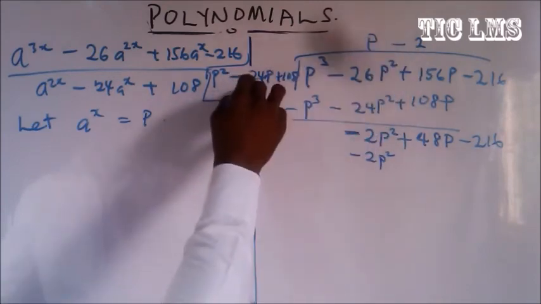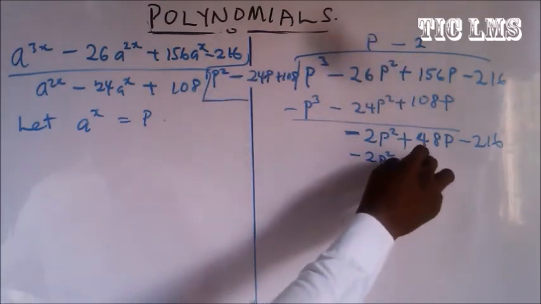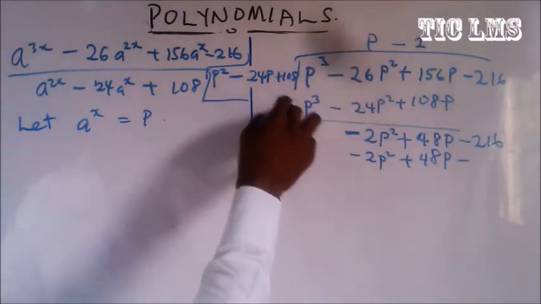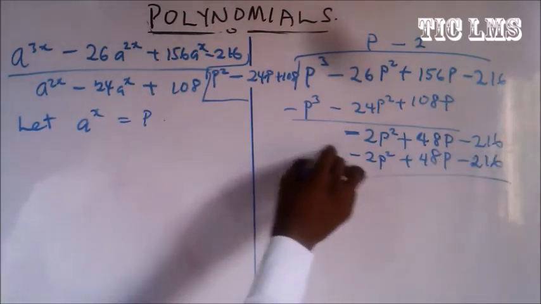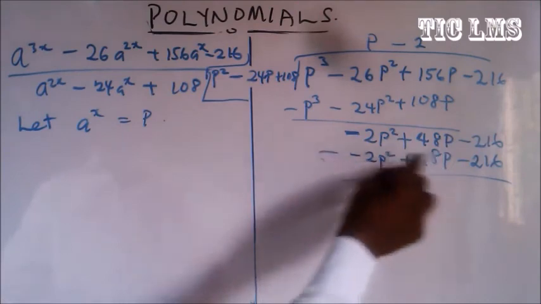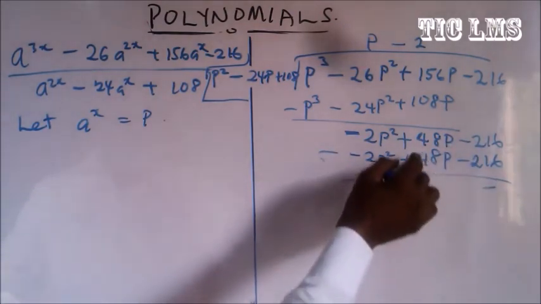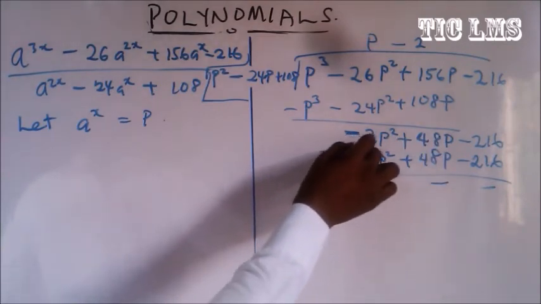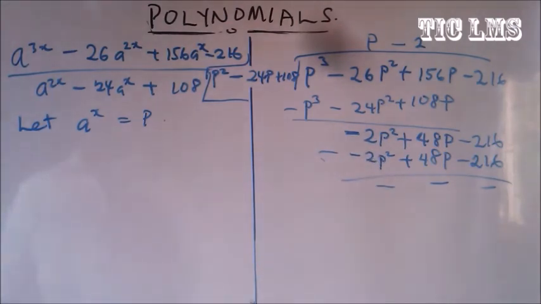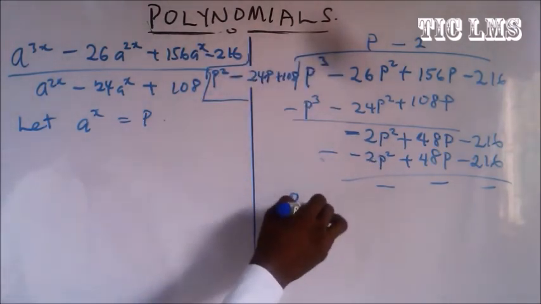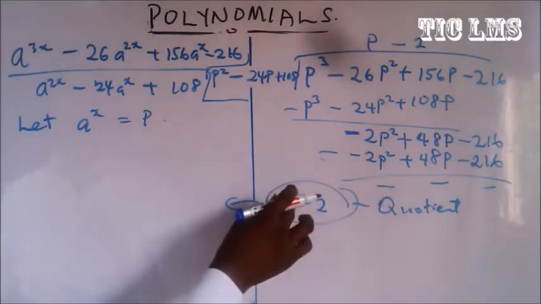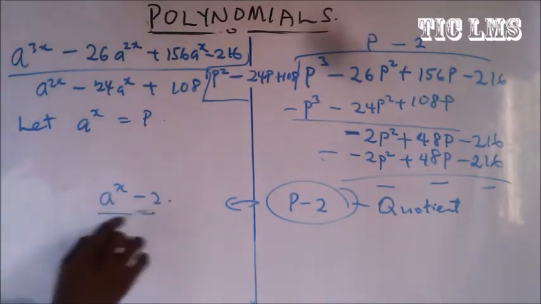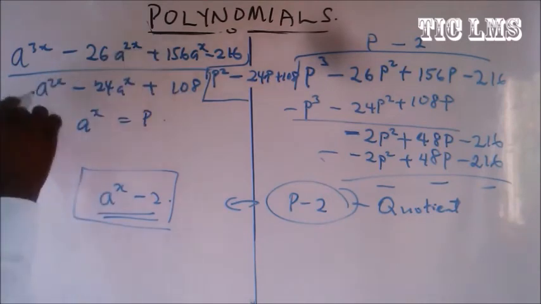And then minus 2 times minus 24p gives plus 48p, and then minus 2 times plus 108 gives minus 216. And then we'll subtract. So minus 216 minus minus 216 is 0, and then plus 48p minus plus 48p gives 0, and then minus 2p squared minus minus 2p squared gives 0. Now that we have that, our answer is p minus 2 as the quotient. So we can now have it that p means a to the x, minus 2. And so this is the answer when we divide this by this.